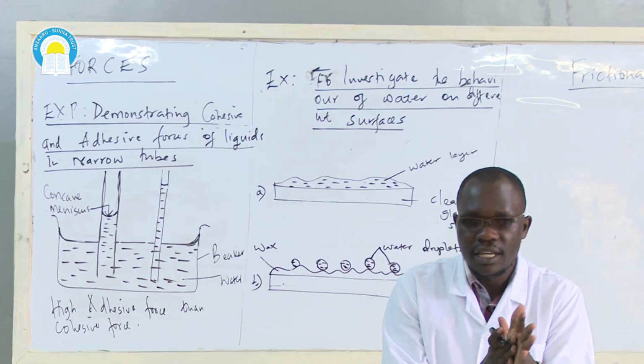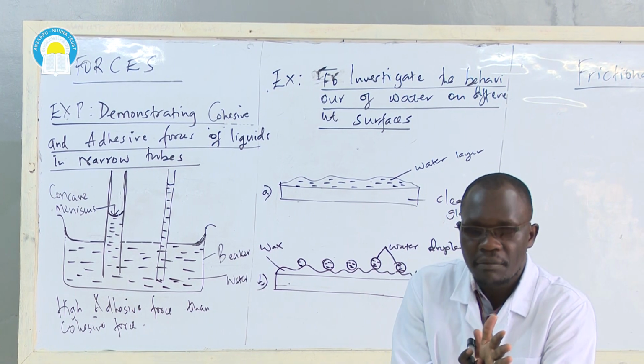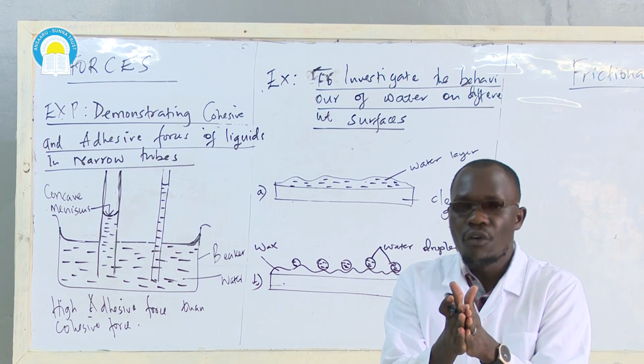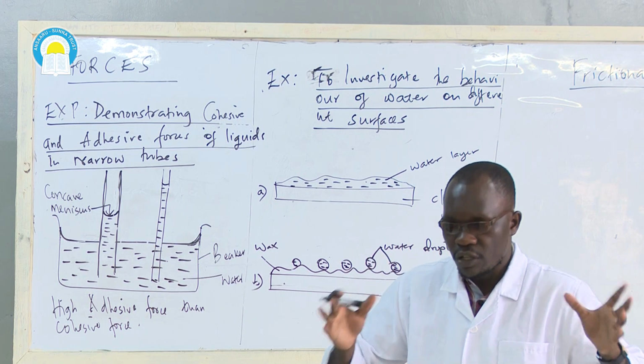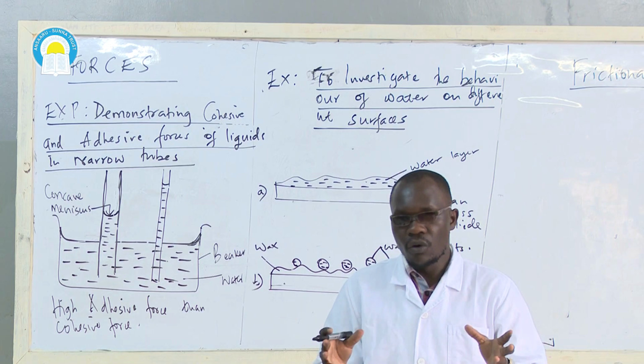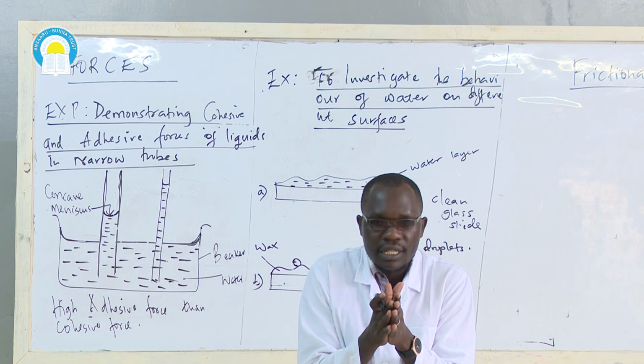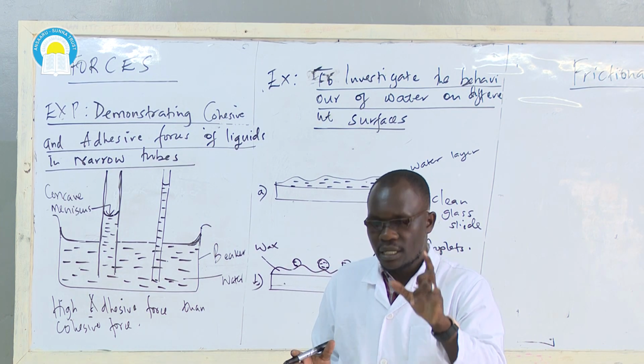You find that it is somehow difficult to move the hand past each other, because there is a force trying to oppose the movement of one hand against the other. And that force is friction force. And that force is acting because my bodies are in contact, my hands are in contact. It is a contact force.